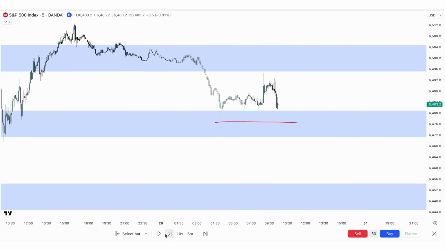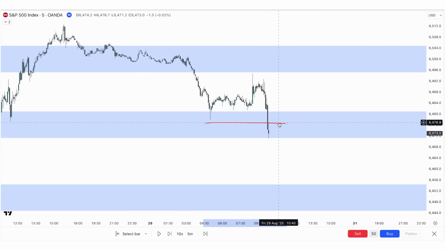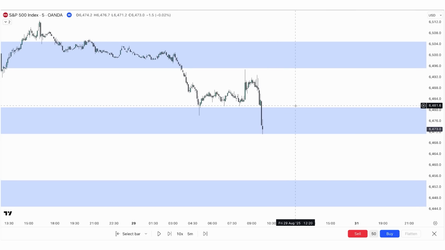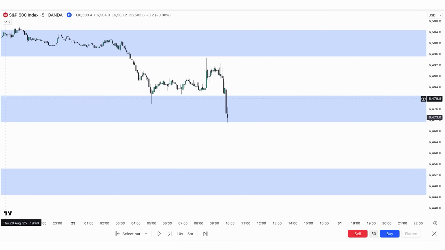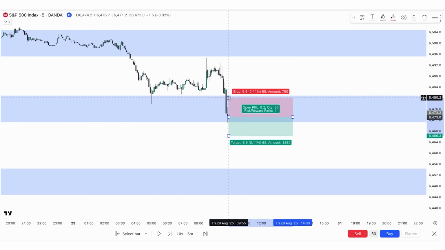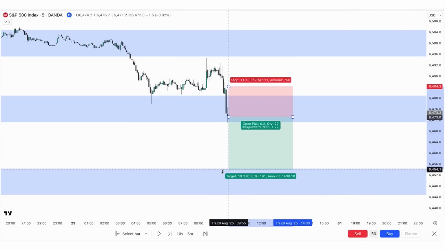Now let's see what happens. We broke under this low with a strong, violent candle. The candle pattern itself doesn't matter all that much, but what's important is that we finally broke out of the range structure and we're now officially in a downtrend. So we enter short here with a stop right above these highs and our target at the next demand level.